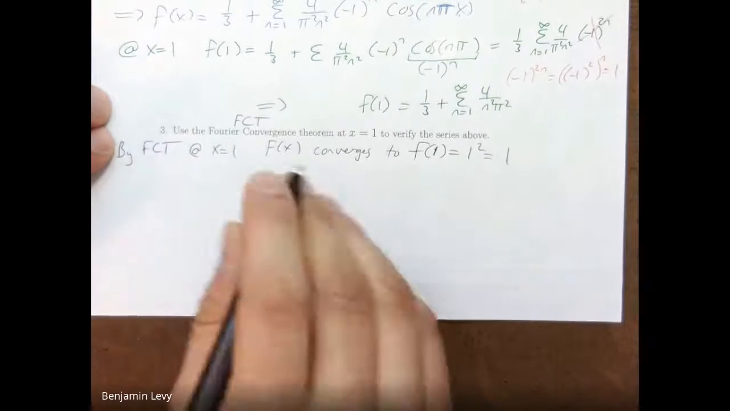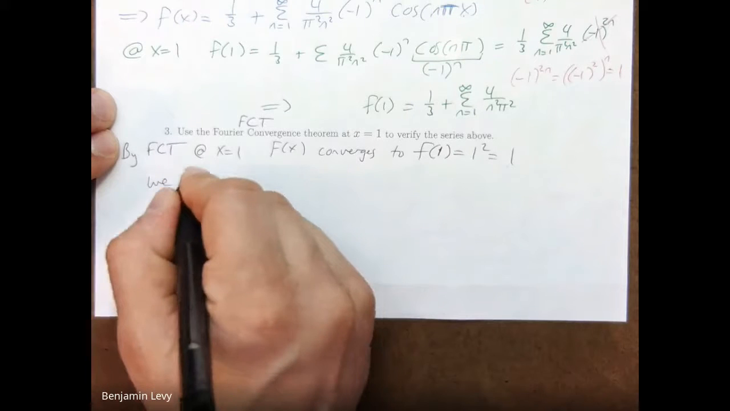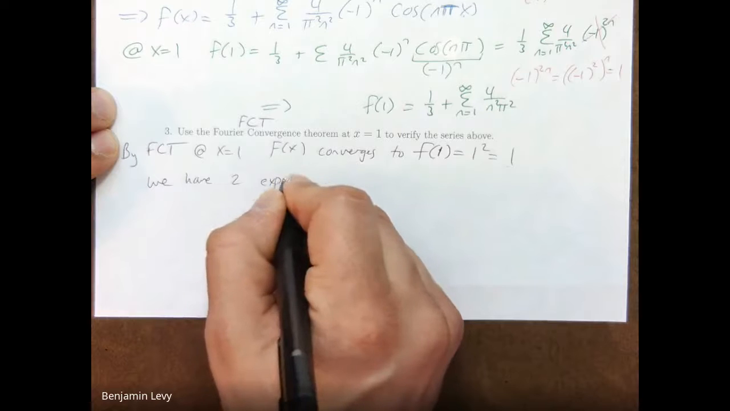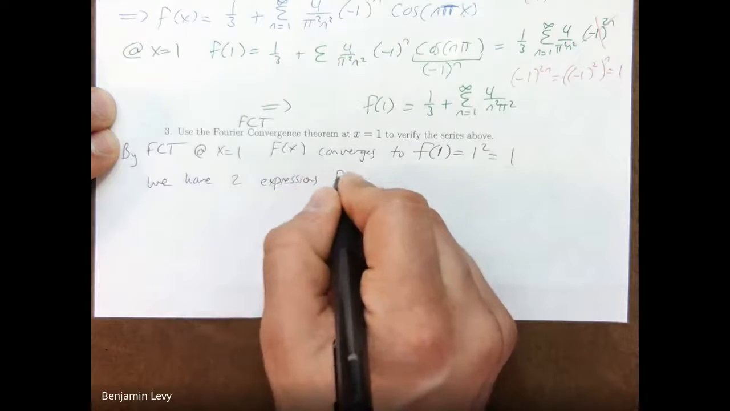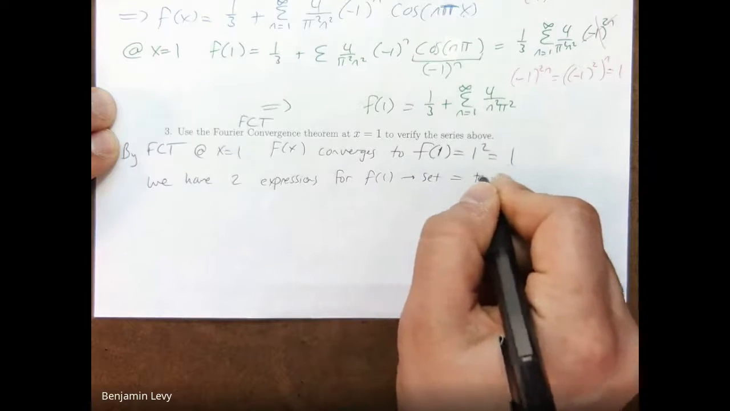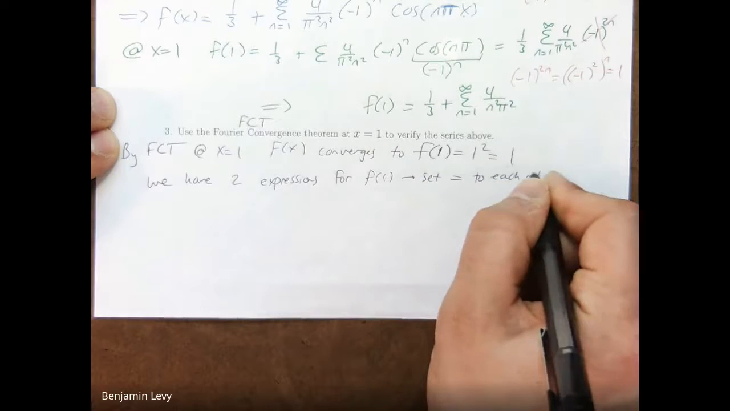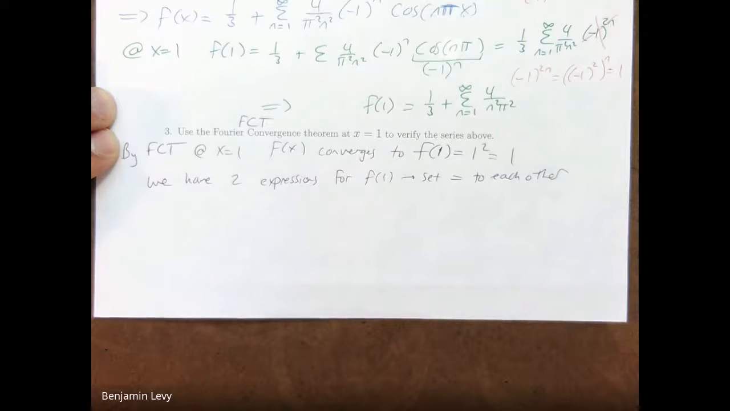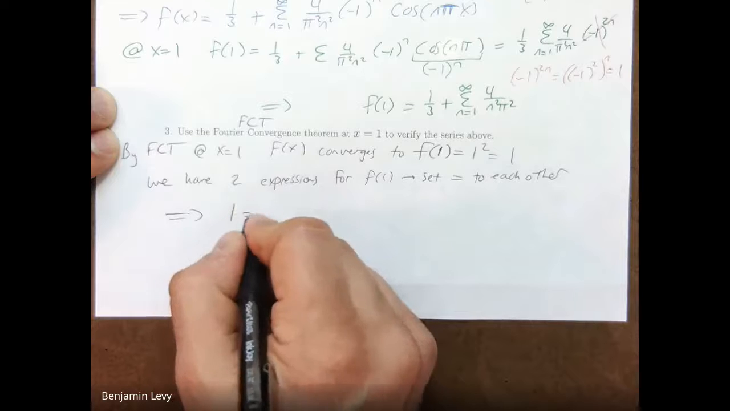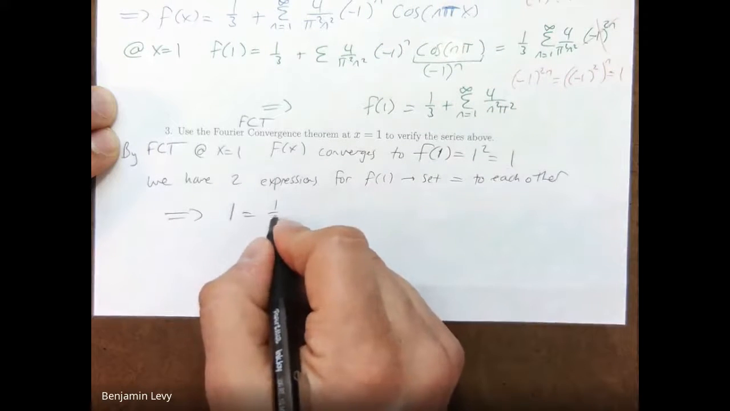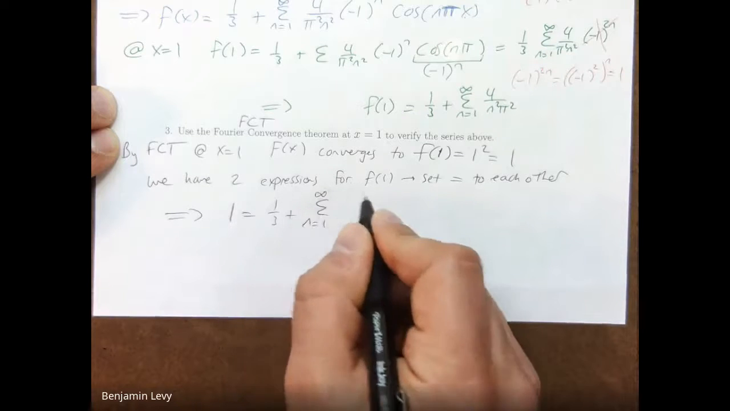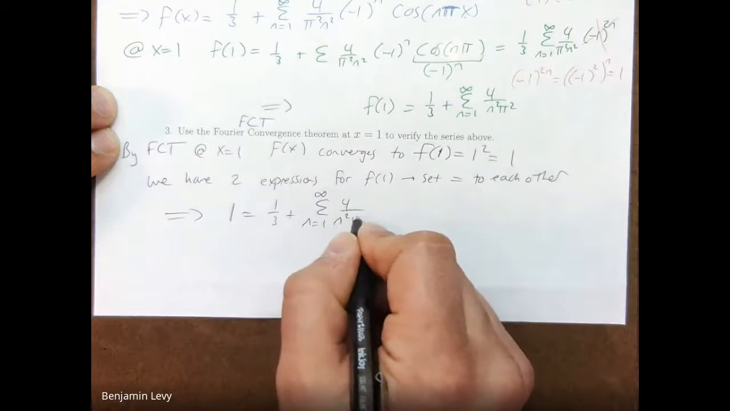So let me make that note in case that's not clear. We have two expressions for f of 1 set equal to each other. So what we just found was 1 equals this thing, 1/3 plus that sum. And then if we just rearrange this, we get our answer.